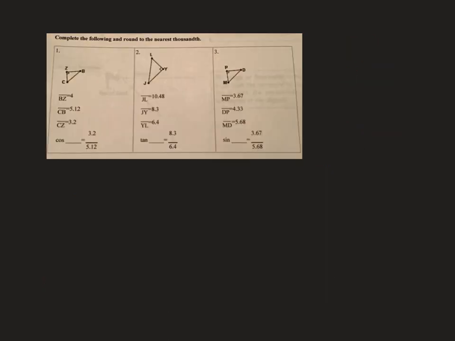Now, in our next section, we're going to be doing the opposite. Instead of being given an angle and asked to find the cosine, we're going to have to find the angle based off of the resulting cosine. So we have cosine of some angle is equal to 3.2 divided by 5.12. Now, in order to get our angle, we need to take the inverse cosine, or the arc cosine, of our original cosine, theta.